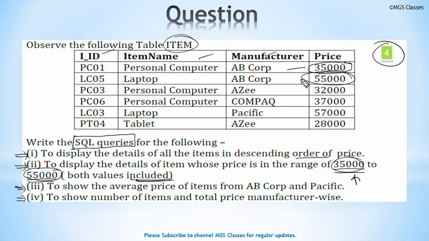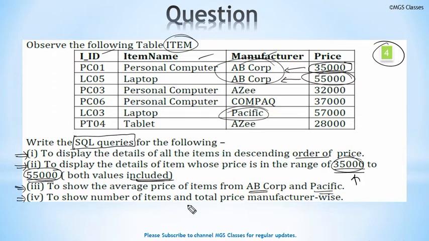In that case both values will also come in the output, and between values will also come, like values greater than 35,000 and less than 55,000. Whatever item has a price in this range will also come in the output. To show the average price of the items from AB Corporation and Pacific, it is asking for the average price of the items by including AB Corporation and Pacific. So here you need to write a SQL query that will list the average of the price for the manufacturers AB Corporation and Pacific both at the same time.